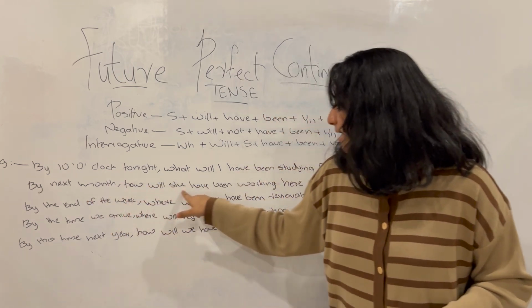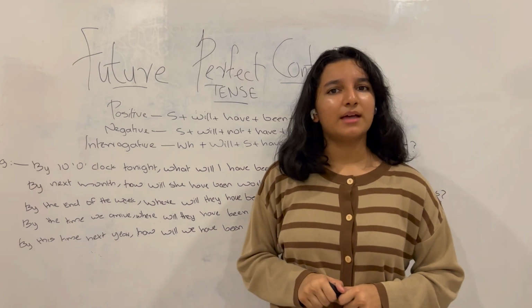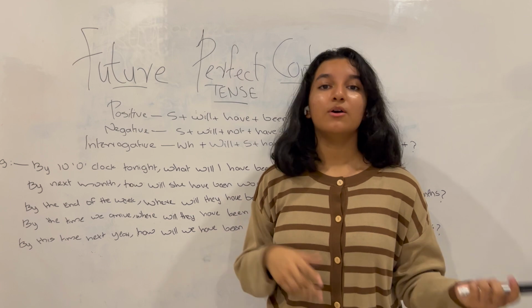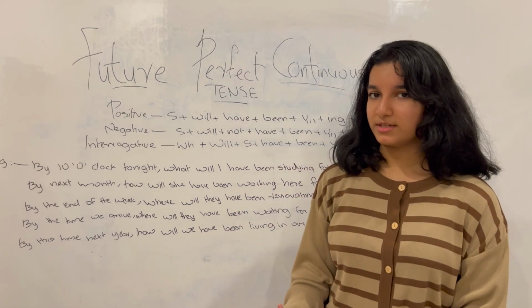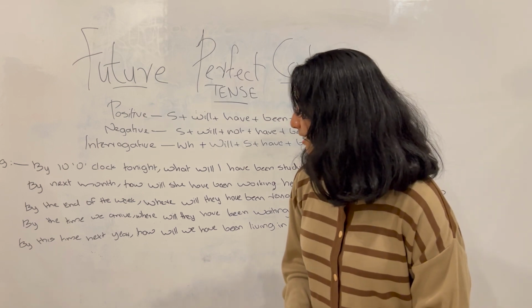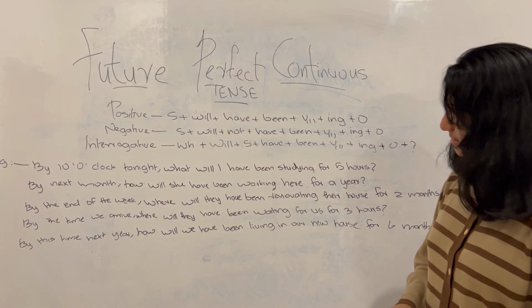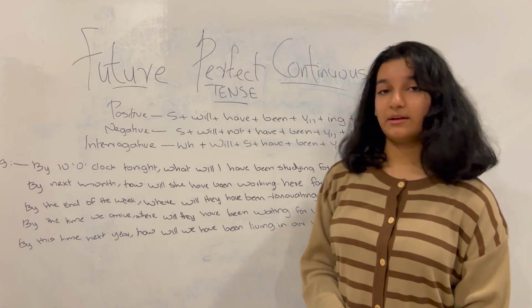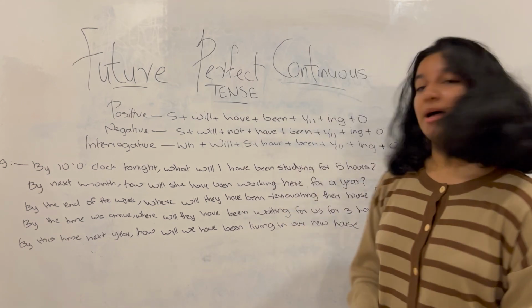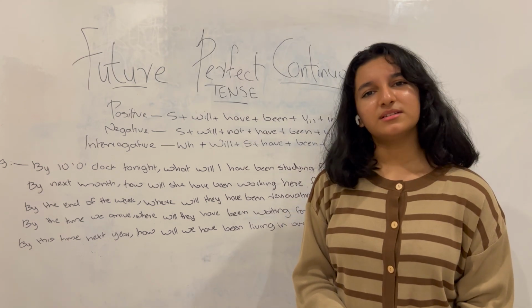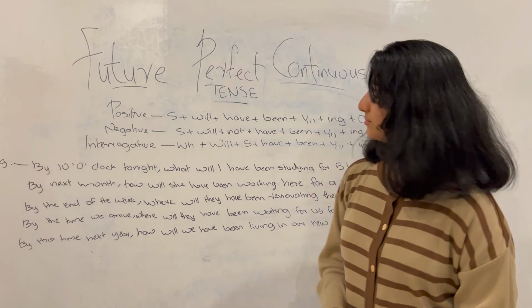What will I have been studying for 5 hours? By next month, how will she have been working here for a year? You can already see how that question is being asked. By the end of the week, where will they have been renovating their house for 2 months? Now that question doesn't seem like it makes a lot of sense. It seems grammatically correct though, so yeah.